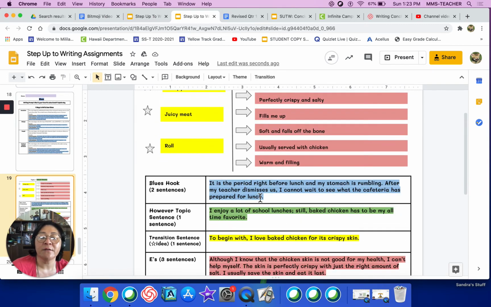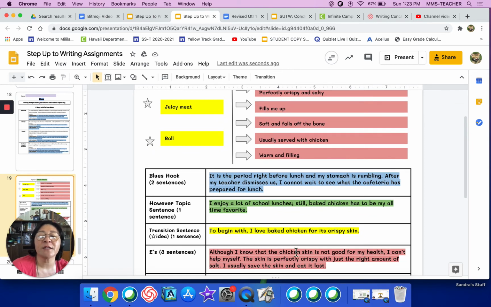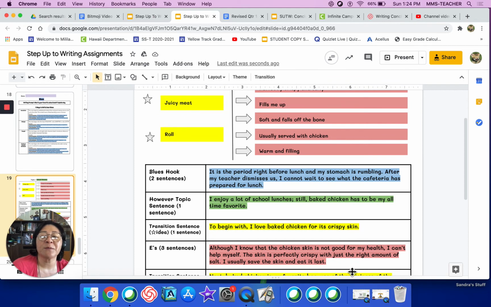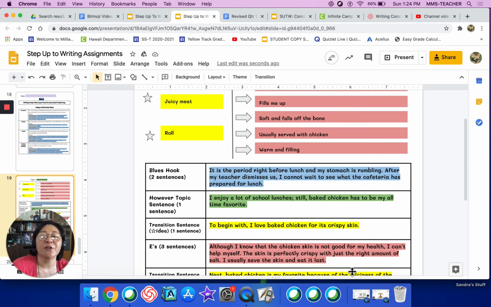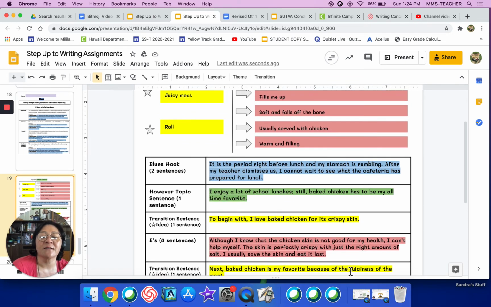To begin with, I love baked chicken for its crispy skin. Star idea 1. Although I know that the chicken skin is not good for my health, I can't help myself. The skin is perfectly crispy with just the right amount of salt. I usually save the skin and eat it last.